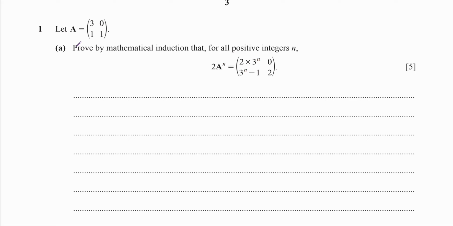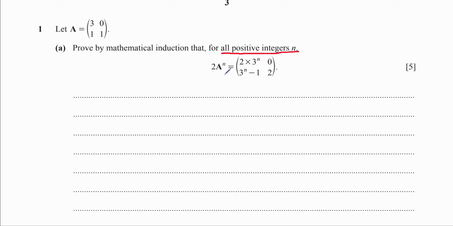Back to another video on induction. So we have A equals the matrix [3, 0; 1, 1], and we're going to prove by induction that for all positive integers n, and once again this is very important, for all positive integers n, we have 2 times A to the power n is equal to the matrix [2·3^n, 0; 3^n − 1, 2].